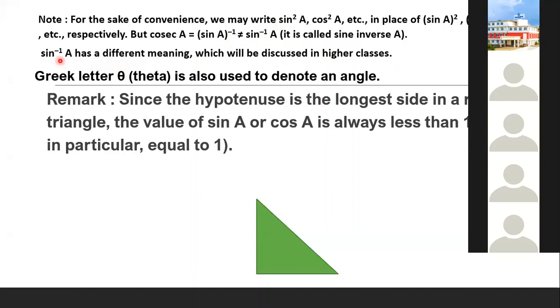Because this has a different meaning, there is a formula you will get for sine inverse A, that we are going to learn in higher classes, that is in 11th or 12th. Okay, children? Am I clear, my dear students? Okay, ma'am. And one more thing.